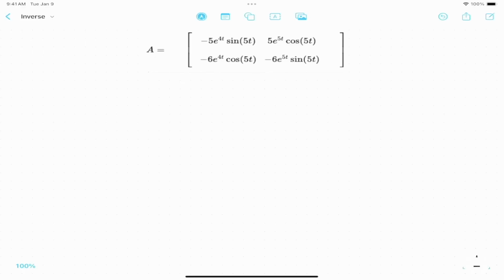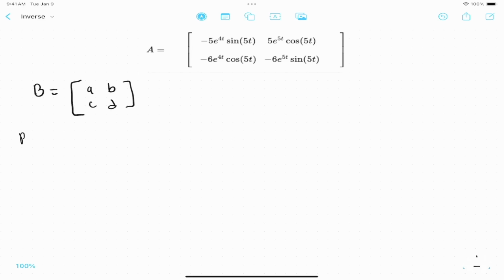Hello everyone, in this video I'm going to show you how to find the inverse for this 2x2 matrix, and this process can be applied generally to any 2x2 matrix. So generally speaking, let's say we have the matrix B. It's a 2x2 matrix with entries A, B, C, D.